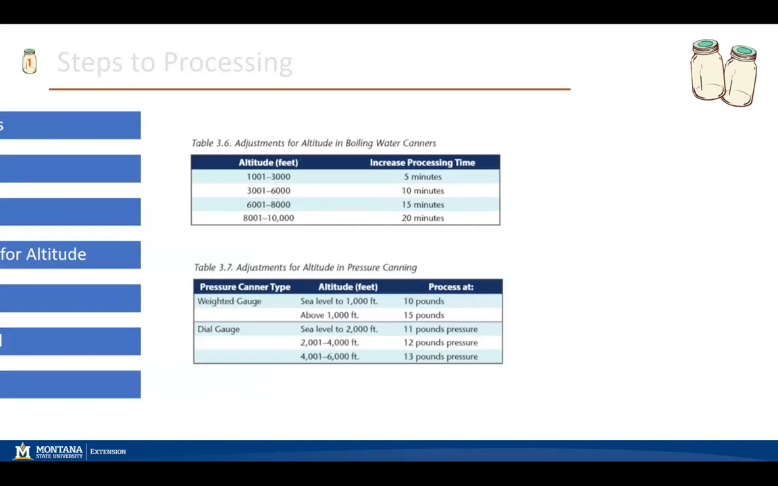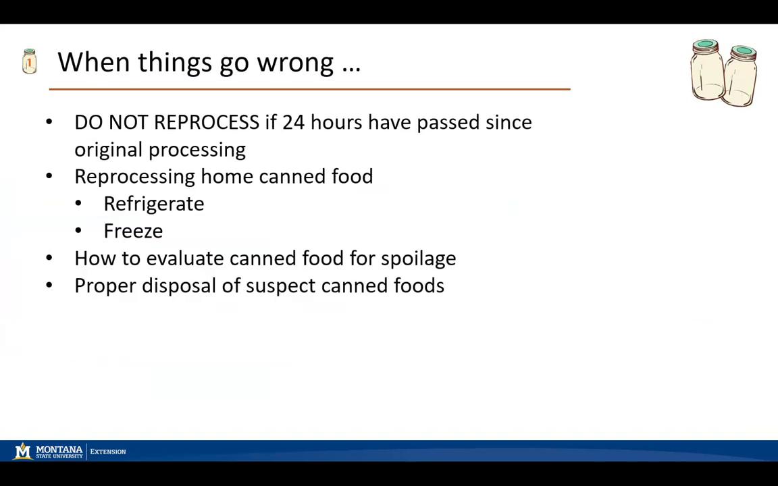When things go wrong, it is important that you do not reprocess a jar if 24 hours have passed since the original processing. If 24 hours have passed, there's an option to refrigerate or freeze. It's important that you understand how to properly evaluate canned food for spoilage, as well as properly dispose of it if there is spoilage. There's more information on this in Chapter 3.